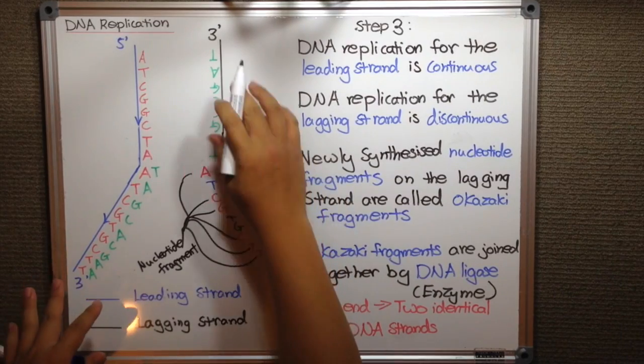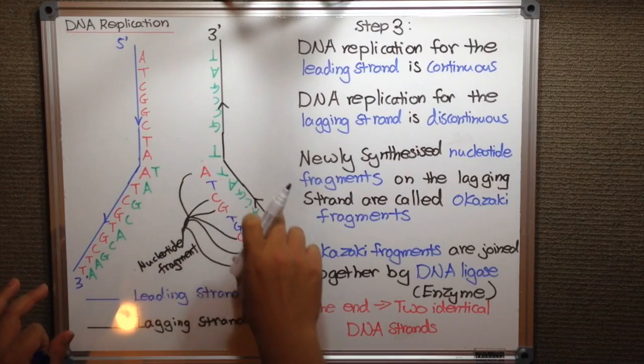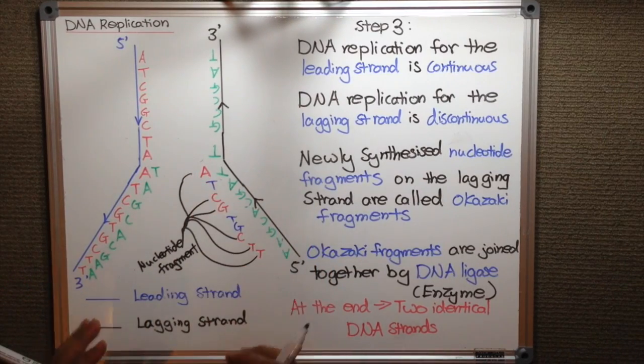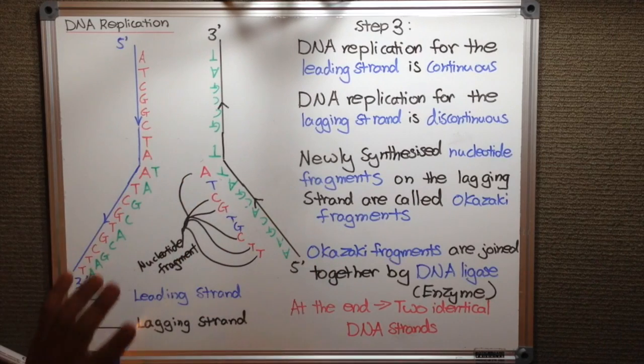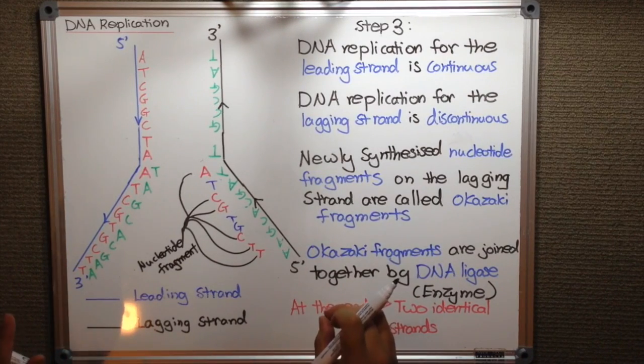So eventually, on the lagging strand, you're going to get a new strand of DNA. Okay, the nucleotides will join up as well, just like the leading strand, but it takes one extra step with the help of DNA ligase. So at the end, you're going to get 2 identical DNA strands, okay?